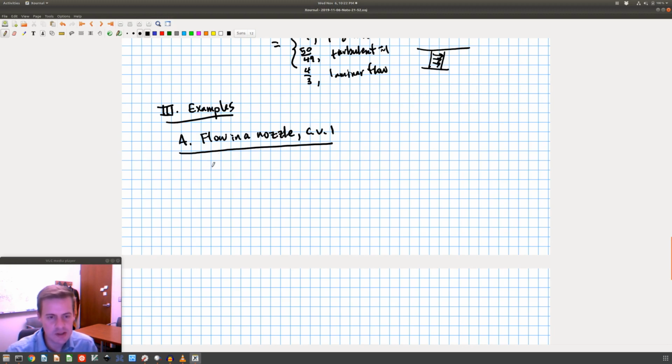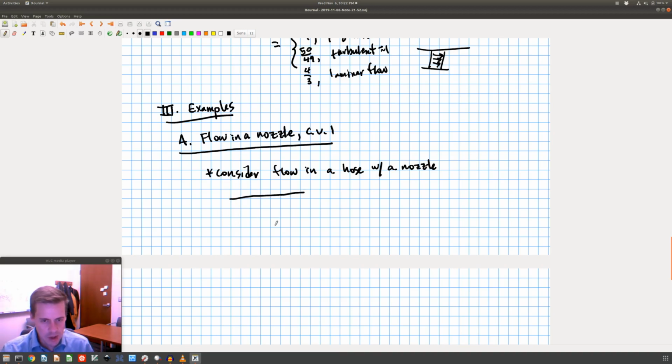So I want us to consider flow in this geometry, flow in a hose with a nozzle. So here's my hose, and at some point it narrows down to a small point. So I have some flow in here, and then it comes shooting out here faster through my nozzle.